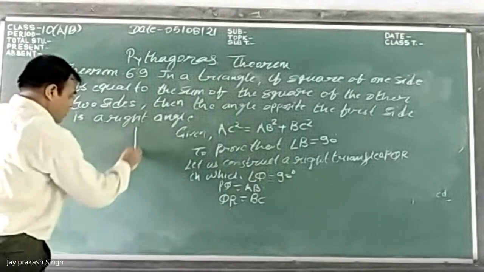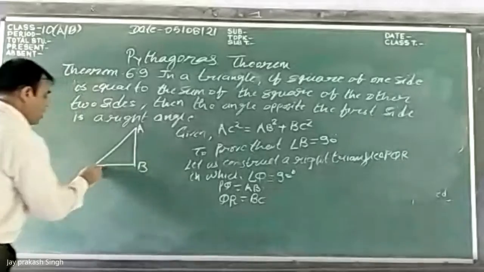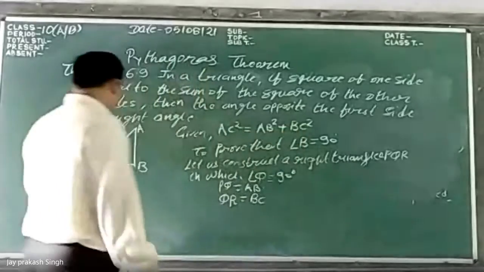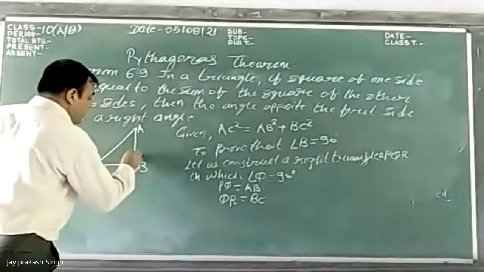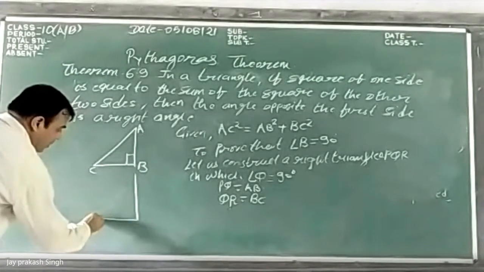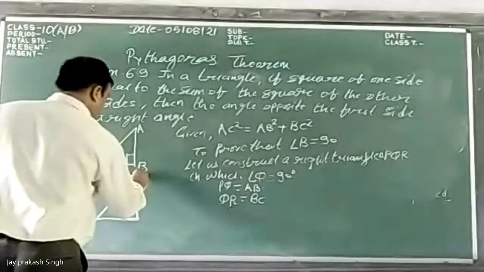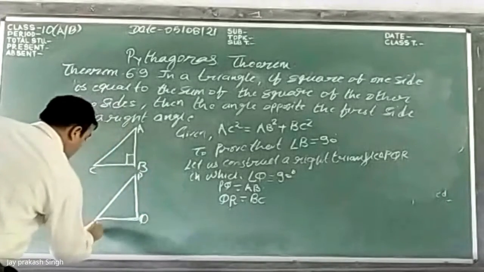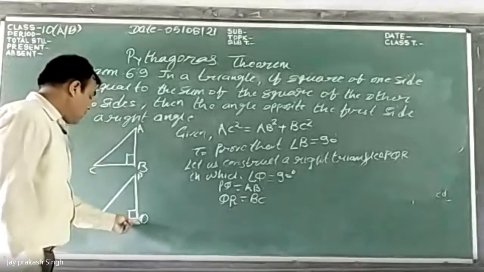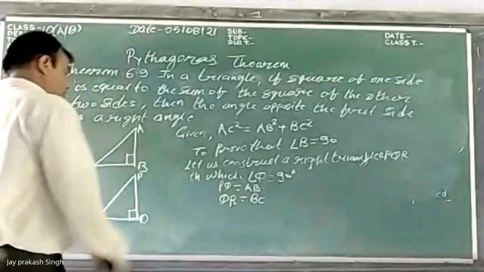So this is triangle ABC, in which it is given AC square equals AB square plus BC square. Then we have to prove that angle B is 90 degrees. So I am taking another triangle PQR, in which AB equals PQ, angle Q equals 90 degrees, and we have taken QR equal to BC.